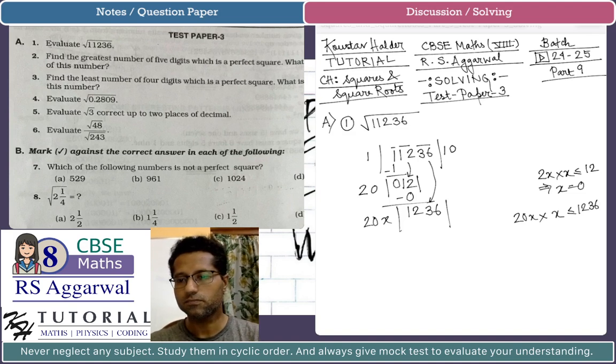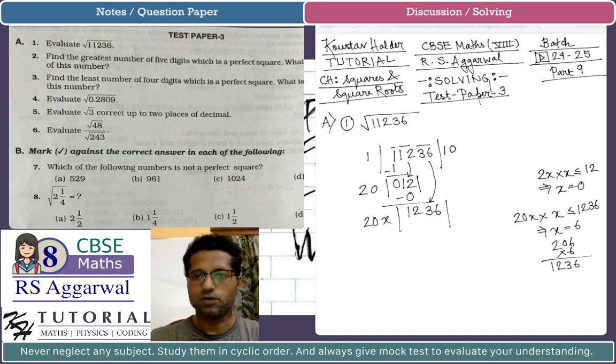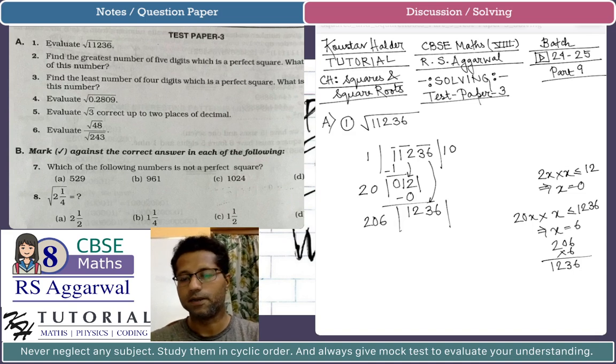Now I think x will be 3, which makes 203 multiplied by 3, not 3 but 6. x will be 6, because if we have x as 6, 206 multiplied by 6 is exactly 1236. So x will be 6. So I am writing x here, x will be 6. 6 will be appended to the quotient, and definitely 206 multiplied by 6 is 1236.